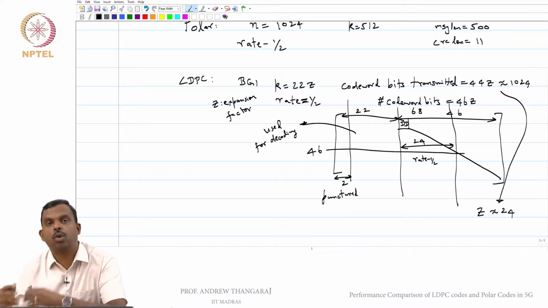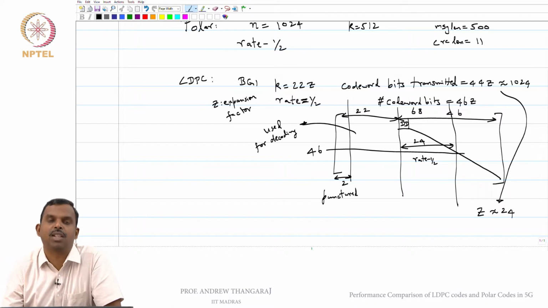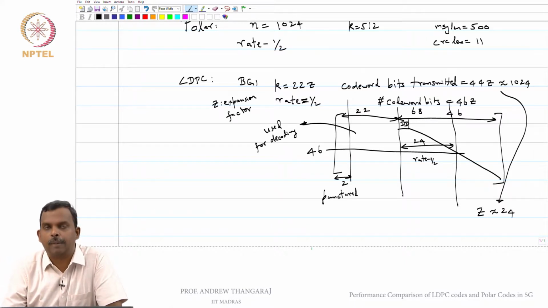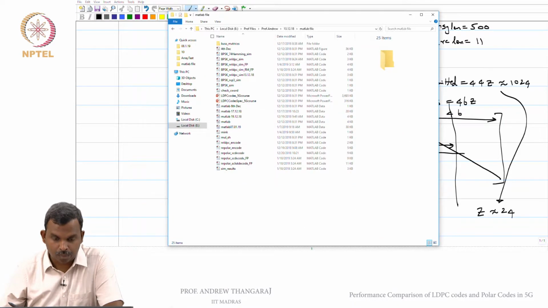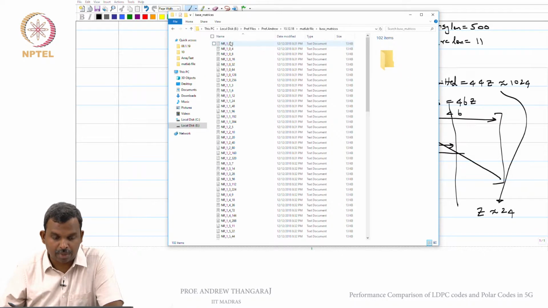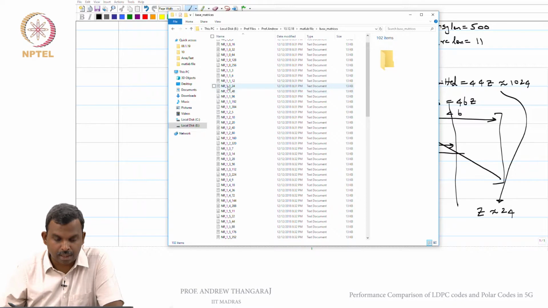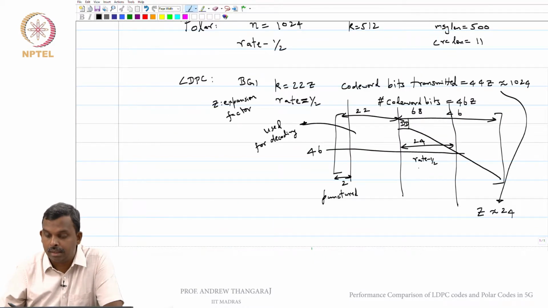And if you now look at the list of expansion factors possible in the LDPC code, if you see the list of base matrices, you see 24 occurs here. Okay, so that's the base matrix that you can do, NR1124, that's possible. Okay, so this is with BG1.